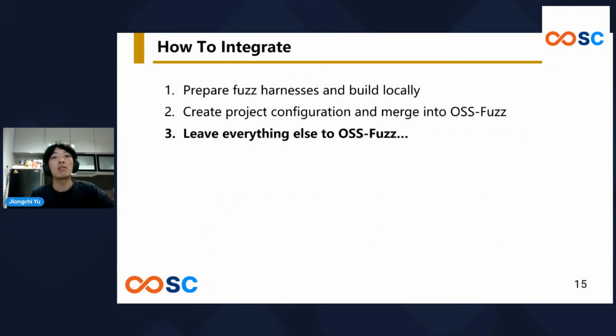As developers, we may ask how exactly we integrate projects into OSS-Fuzz. First, you should prepare a proper fuzz harness and build it locally with a fuzz engine like libFuzzer. Then you can create a project configuration and submit PRs to merge it into the OSS-Fuzz repo. And after that, OSS-Fuzz will do the rest of the fuzzing.